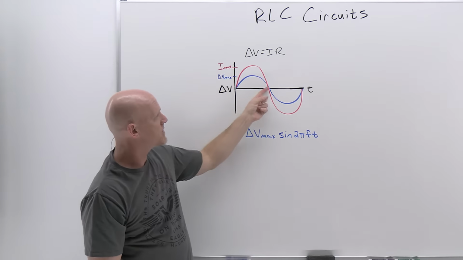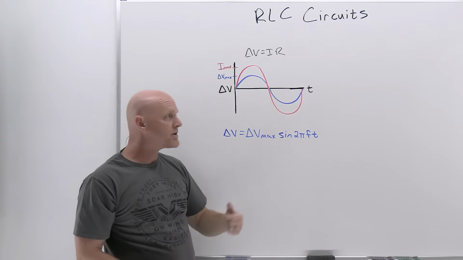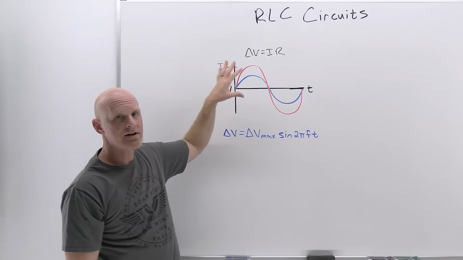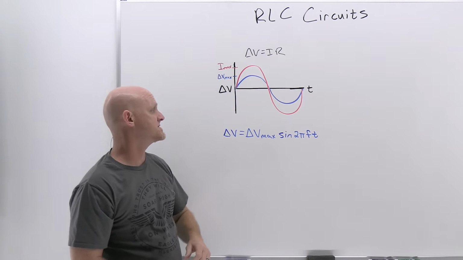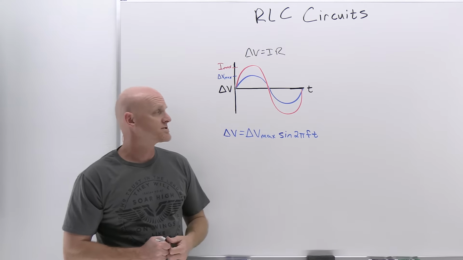So if you notice, they hit zero at the same points, they hit maximums, as well as minimums, or maximums with the opposite polarity, at the same points as well. And they are in phase when all you've got is a resistor in the circuit. Now, one thing we have to talk about is the power being dissipated by such a circuit.